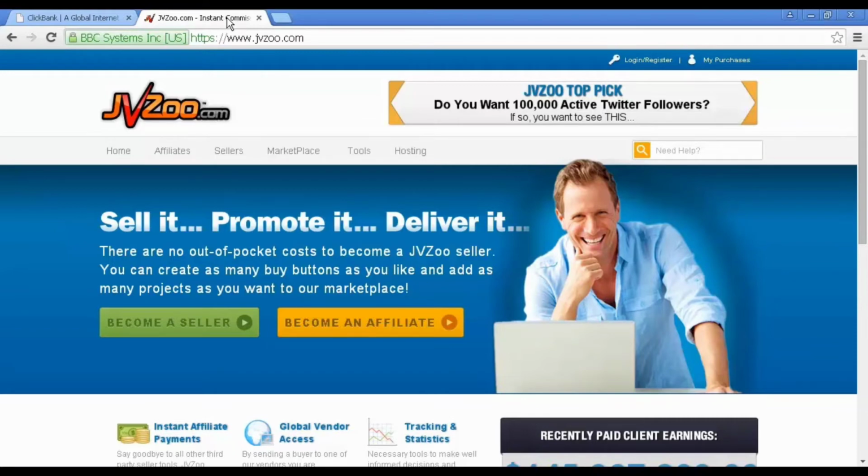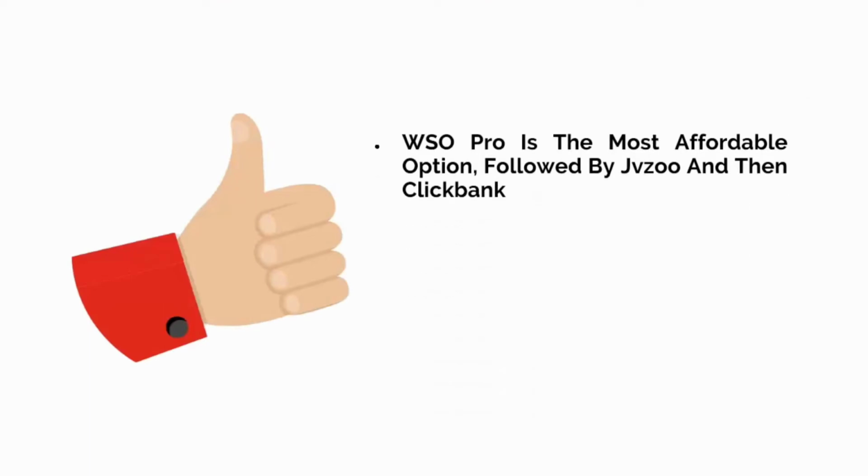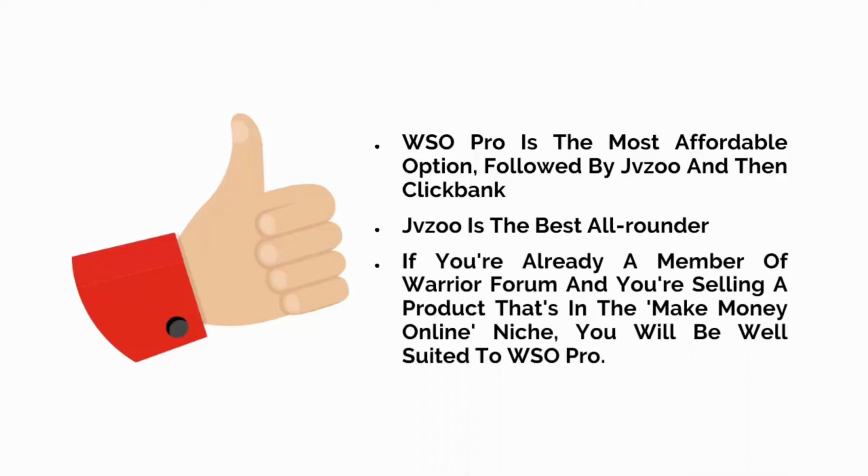One of the biggest considerations here, though, is the price. Here, WSO Pro is the most affordable option, followed by JVZoo and then ClickBank. Of the three, JVZoo is the best all-rounder, but if you're already a member of the Warrior Forum and you're selling a product that's in the Make Money Online niche, you'll be well suited to WSO Pro. That said, all of these platforms do somewhat prefer products that are in the digital marketing niche or industry.